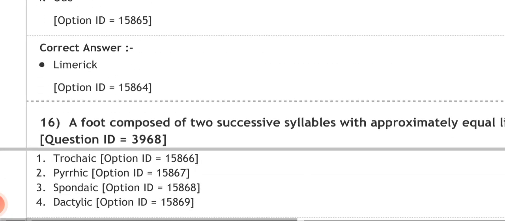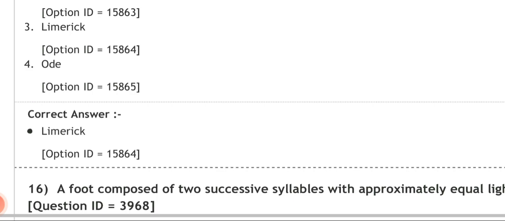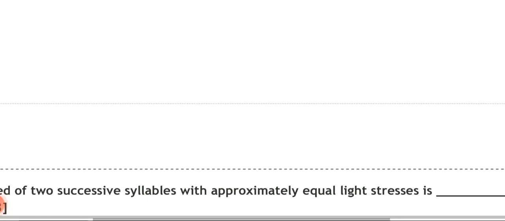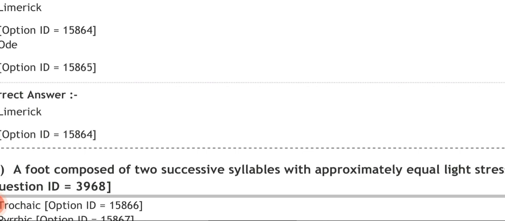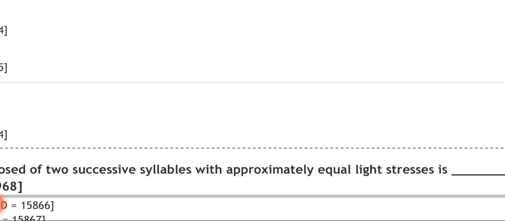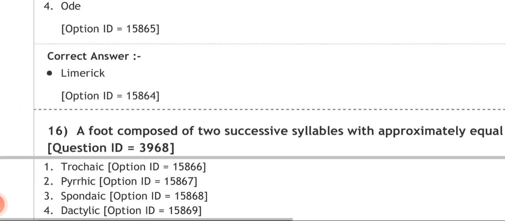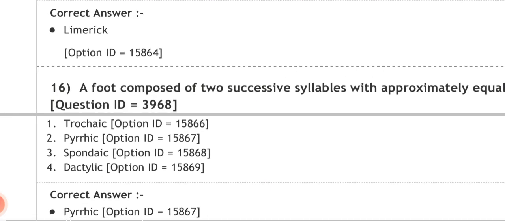Okay. Then number 16, a foot composed of 2 successive syllables with approximately equal light stresses is. Let me repeat the question. A foot composed of 2 successive syllables with approximately equal light stresses is dash: trochee, trochaic, pyrrhic, spondaic, dactylic. So this is also related to poetry. If you don't know, then too you have to do your own research. Please do it. So correct one is Pyrrhic, number 3.